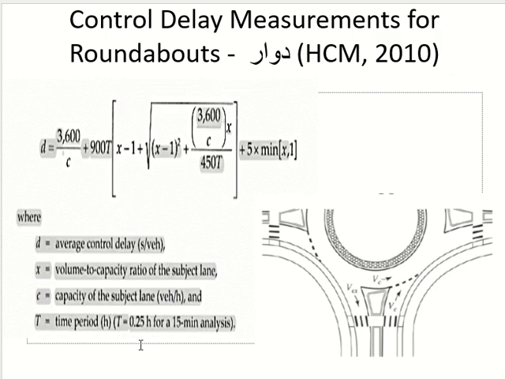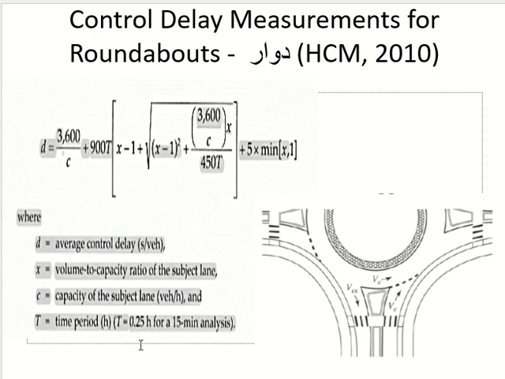So the last one was for the signals. The last procedure we discussed was for the signals. For roundabouts, the procedure is different. So we are going to use the equation which you see on the slide here. D means total control delay, but now this delay is because of the roundabout.